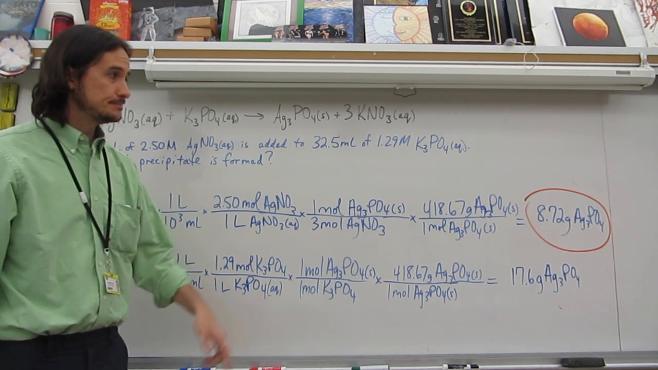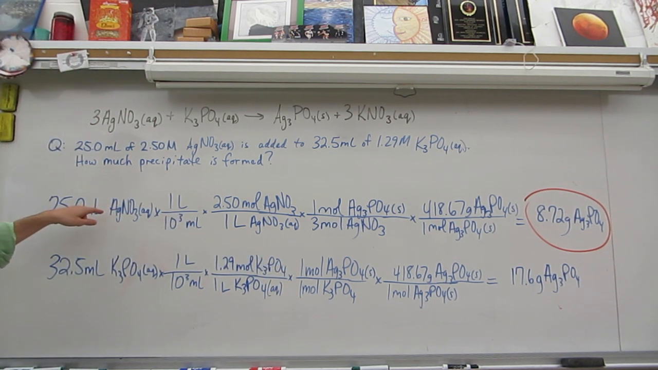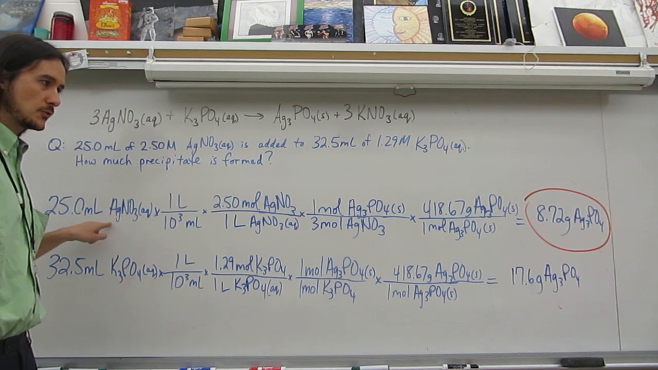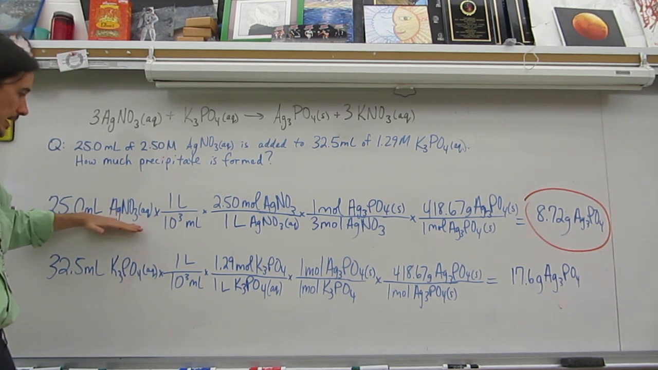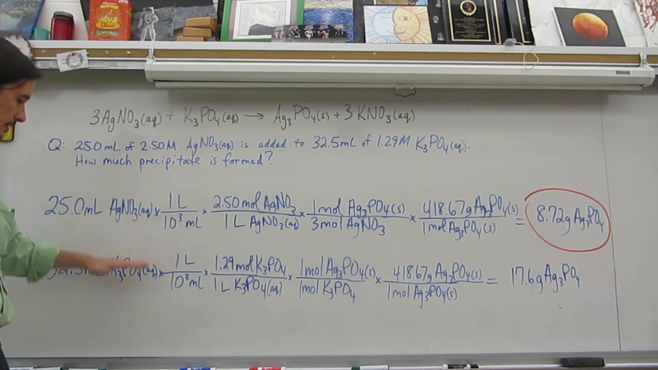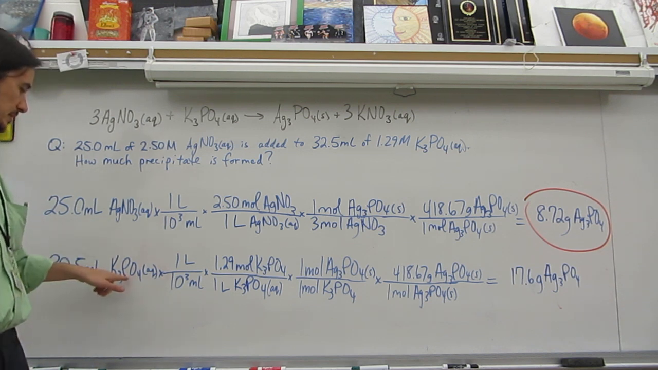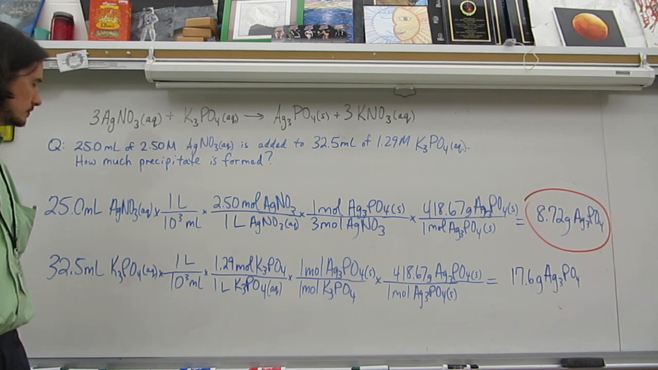So your limiting reagent is silver nitrate, or more specifically the silver ions. The silver ions run out first. So you got a limiting reagent, or limiting reactant, and your excess reagent is potassium phosphate. More specifically the phosphate. Anything else?